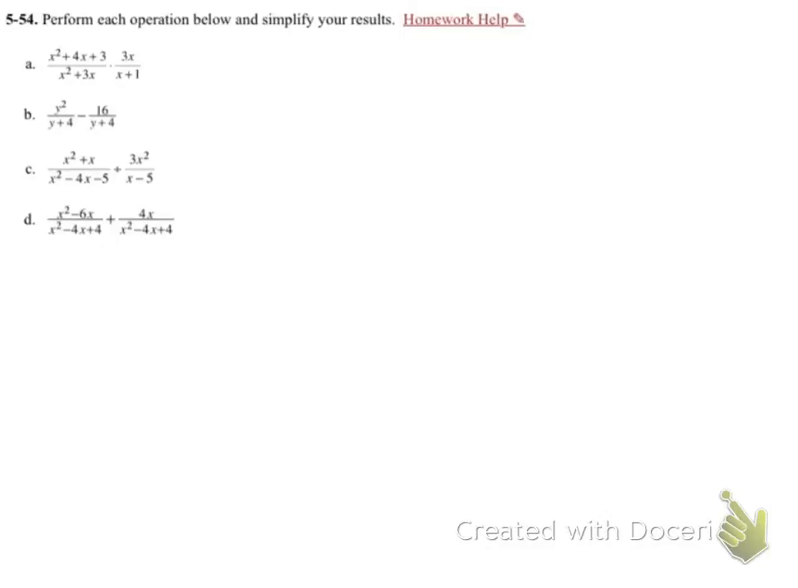Okay, in problem 54, we are using whatever operation they would like us to work with these rational expressions. The first one is a multiplication problem. First thing I do with this multiplication problem is factor anything that can be factored. I can factor the numerator and the denominator.